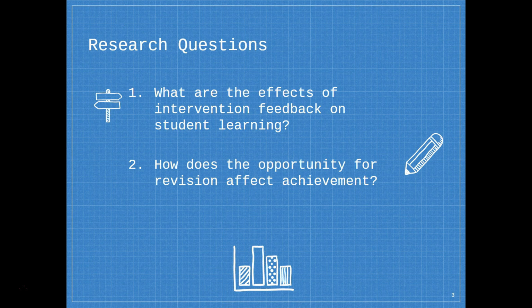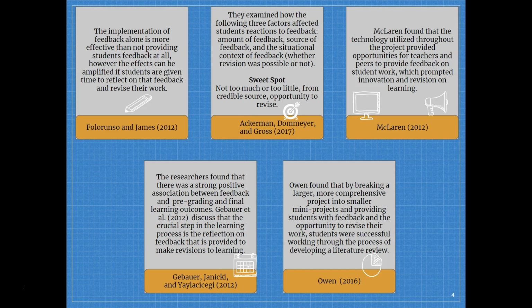The research questions that guided this action research project were, one, what are the effects of intervention feedback on student learning? Intervention feedback and next step feedback are synonymous. And two, how does the opportunity for a revision affect achievement? In order to highlight some of the research that I reviewed for this project, I've highlighted the conclusions or big takeaways from the articles that I chose to review.